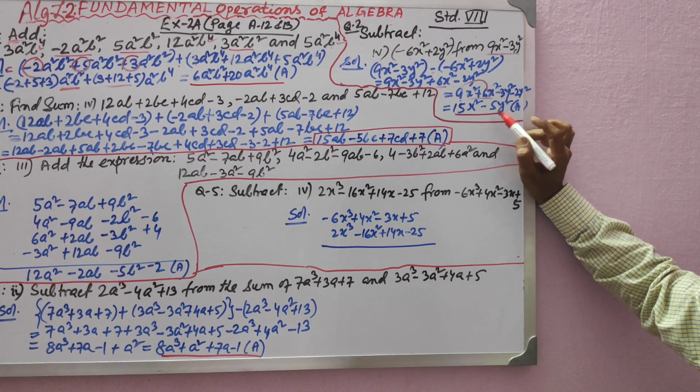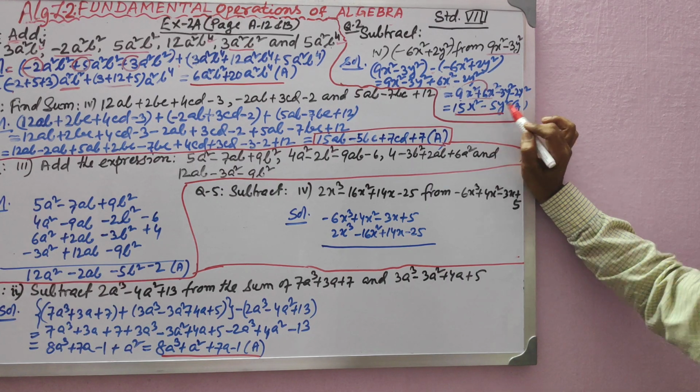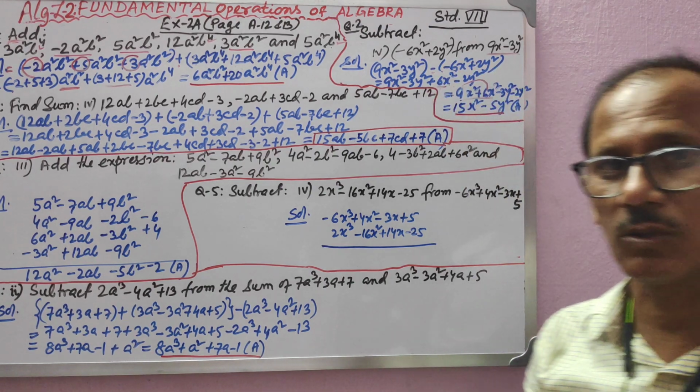So minus 5y square. Could you understand? This will be the answer. So the answer will be this. This is also the horizontal method of doing the subtraction.